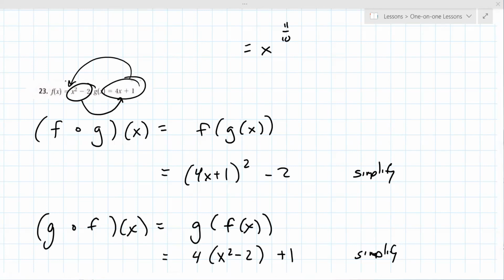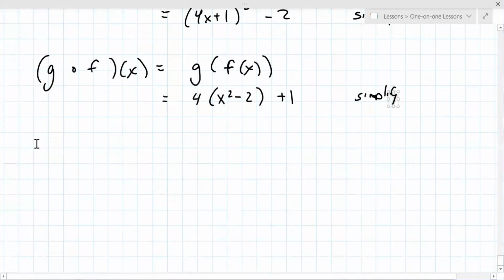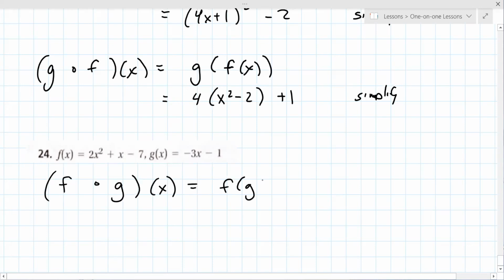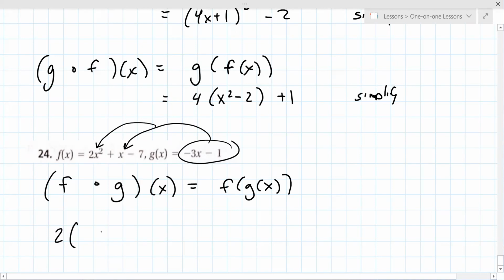24 is more along the lines of what I think you will see for a test question, because you have to substitute it in twice depending on which direction you're going. So we'll go f bubble g of x, which is f of g of x. So that means you're going to take this and put it in for this x and this other x. 2 times minus 3x minus 1 squared plus minus 3x minus 1 minus 7.